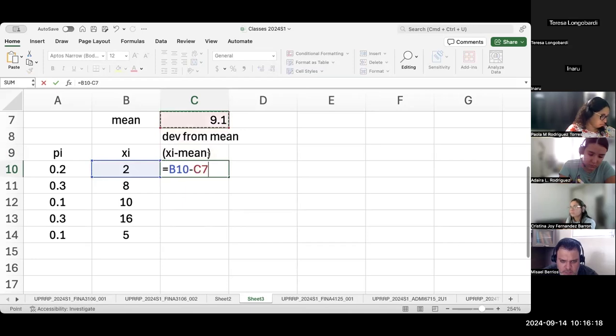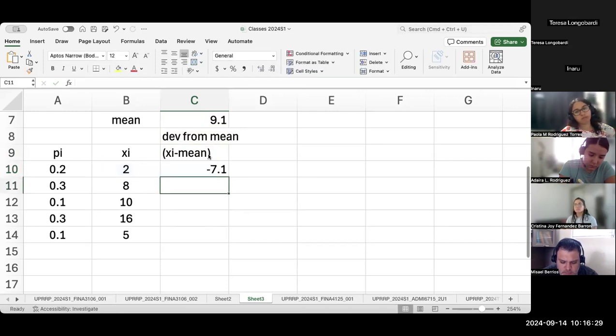I could do it like this. You know what, I'm just going to put 9.1 right in there. It's easier. Right? And then I'm going to copy it all the way down.